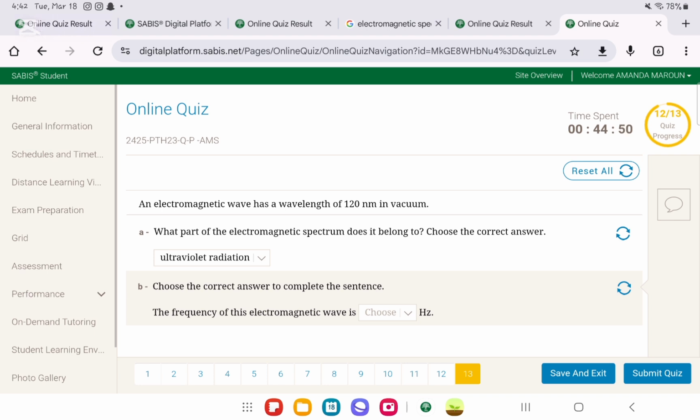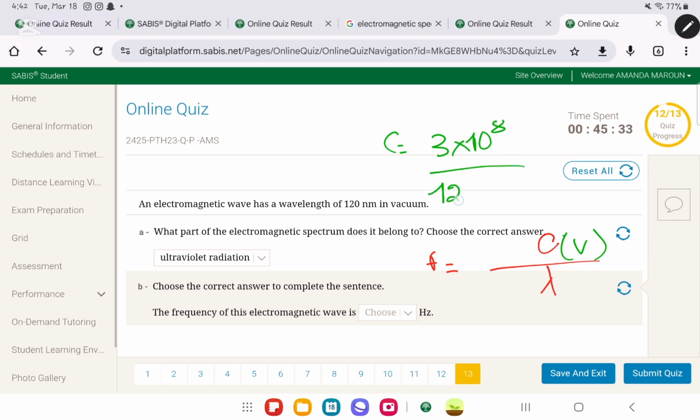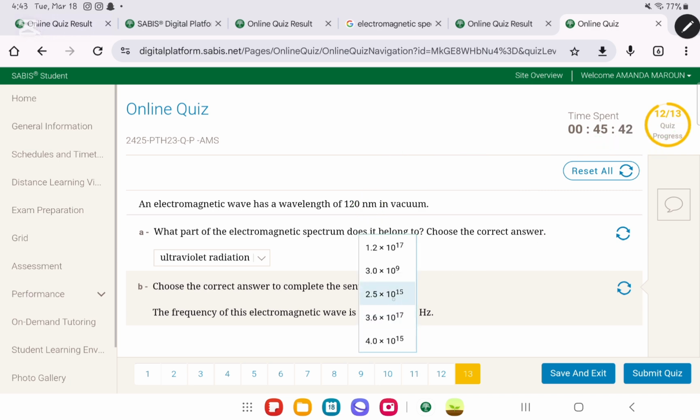Now for part B, they said choose the correct answer to complete the sentence. The frequency of the electromagnetic wave is, very simply, what you need to know is that the frequency is equal to the speed of light in vacuum over lambda. Again, it's like velocity over wavelength. The speed of light, c, you should remember it's 3 times 10 to the power of 8. So on the calculator, we will put 3 times 10 to the power of 8 divided by 120 times 10 to the power of minus 9, because it is nanometers. Put it on the calculator, you get 2.5 times 10 to the power of 15. So this is our answer.